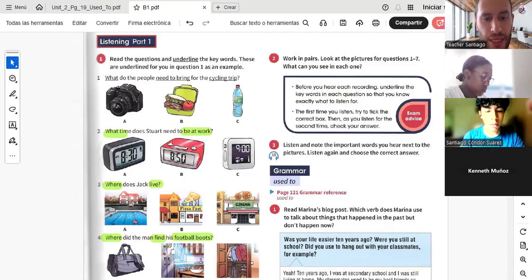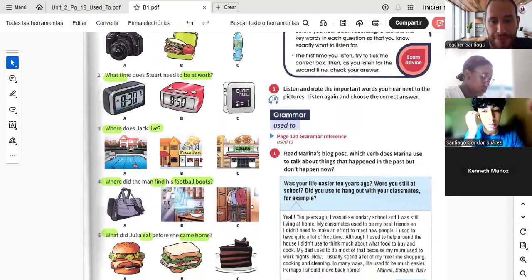Where does it live? In a mansion or house? I'm not sure about this. In a pizza factory or in a cinema? It doesn't make sense, but let's say.